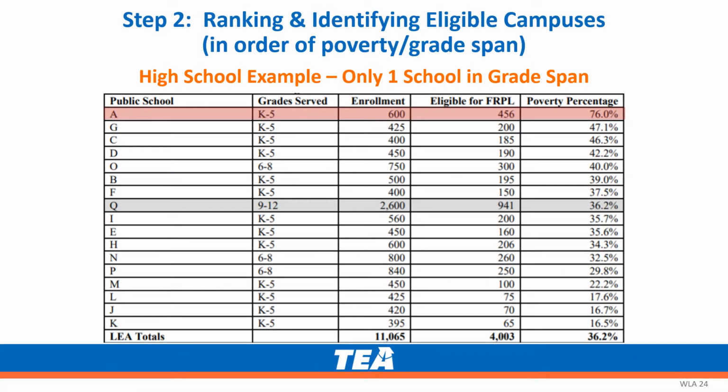This example shows School Q as the only school in a grade span, which is a high school. School Q is eligible for Title I funds because its poverty percentage is above 35%, and because it is the only school in the high school grade span. Please note that if there is only one school in a grade span, that school is eligible for Title I funds, provided that any school above 75% poverty has received a Title I allocation.